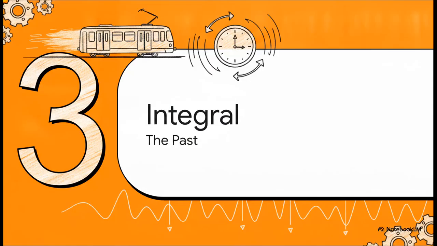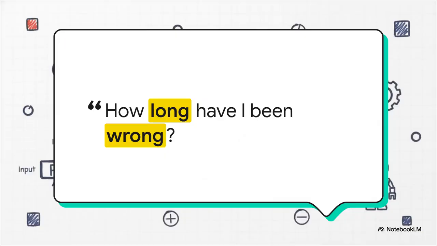To fix that trolley problem, we need the second letter of our controller, part 3, integral, which relies entirely on the past. With the integral component activated, the machine totally shifts its focus. It stops looking only at the present and starts looking backward, asking itself this absolutely critical question: how long have I been wrong? It starts tracking its accumulating mistakes over time.